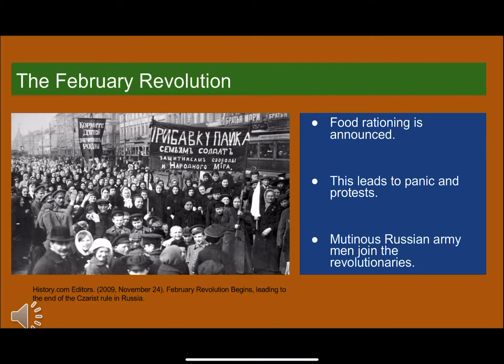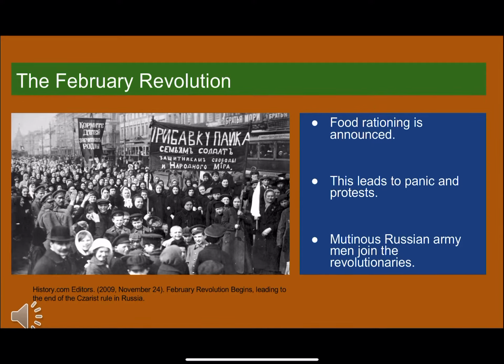Civil unrest continued to escalate, hitting a peak in February of 1917, when food rationing was announced, leading to what is now known as the February Revolution. Since food was already scarce in many areas, this led to a panic in many cities, as well as protests and riots. Mutinous Russian army forces joined the revolutionaries, and Tsar Nicholas II abdicated the throne 3 days following these events.